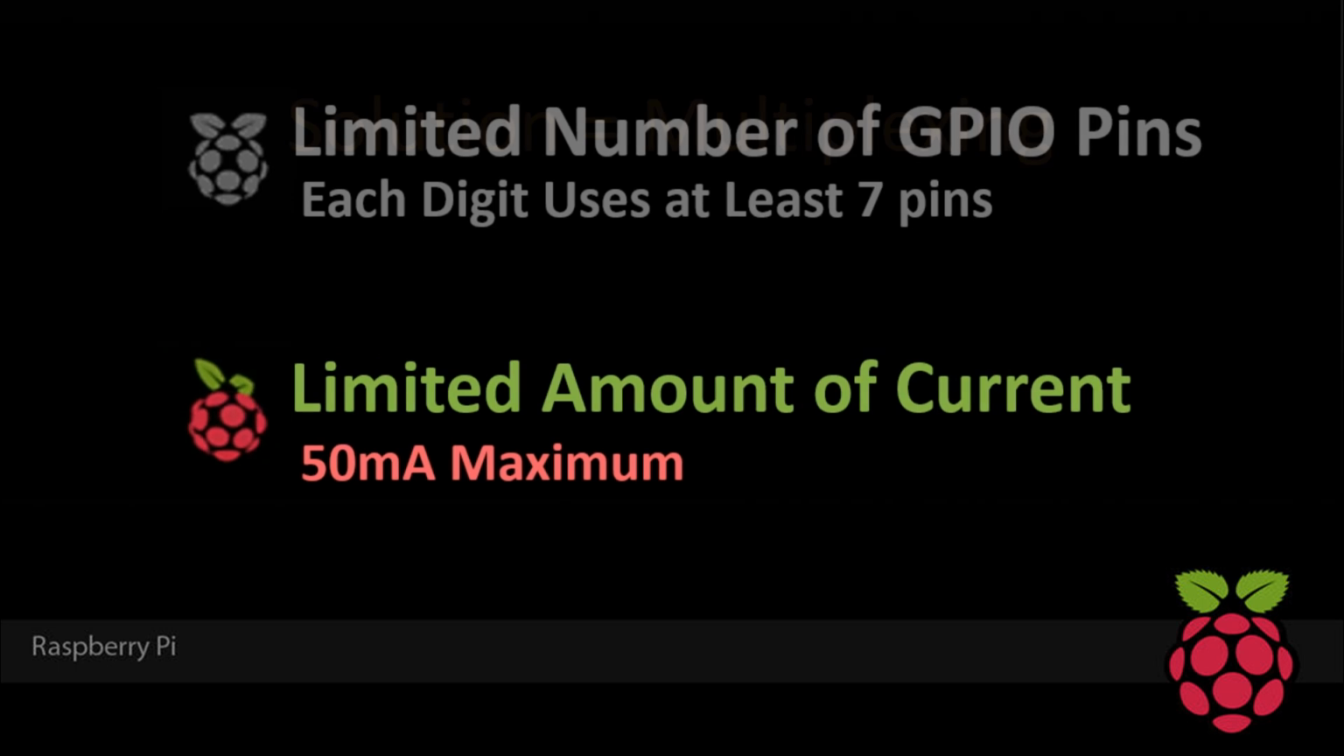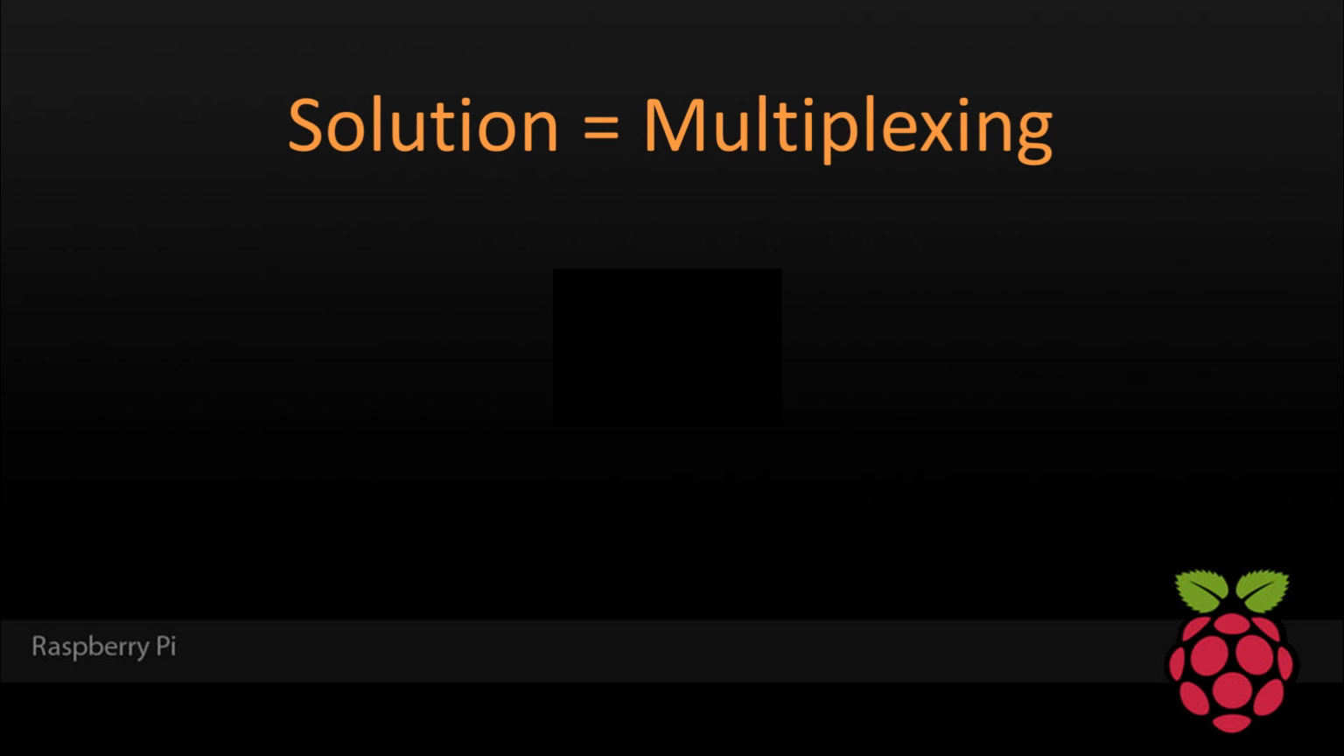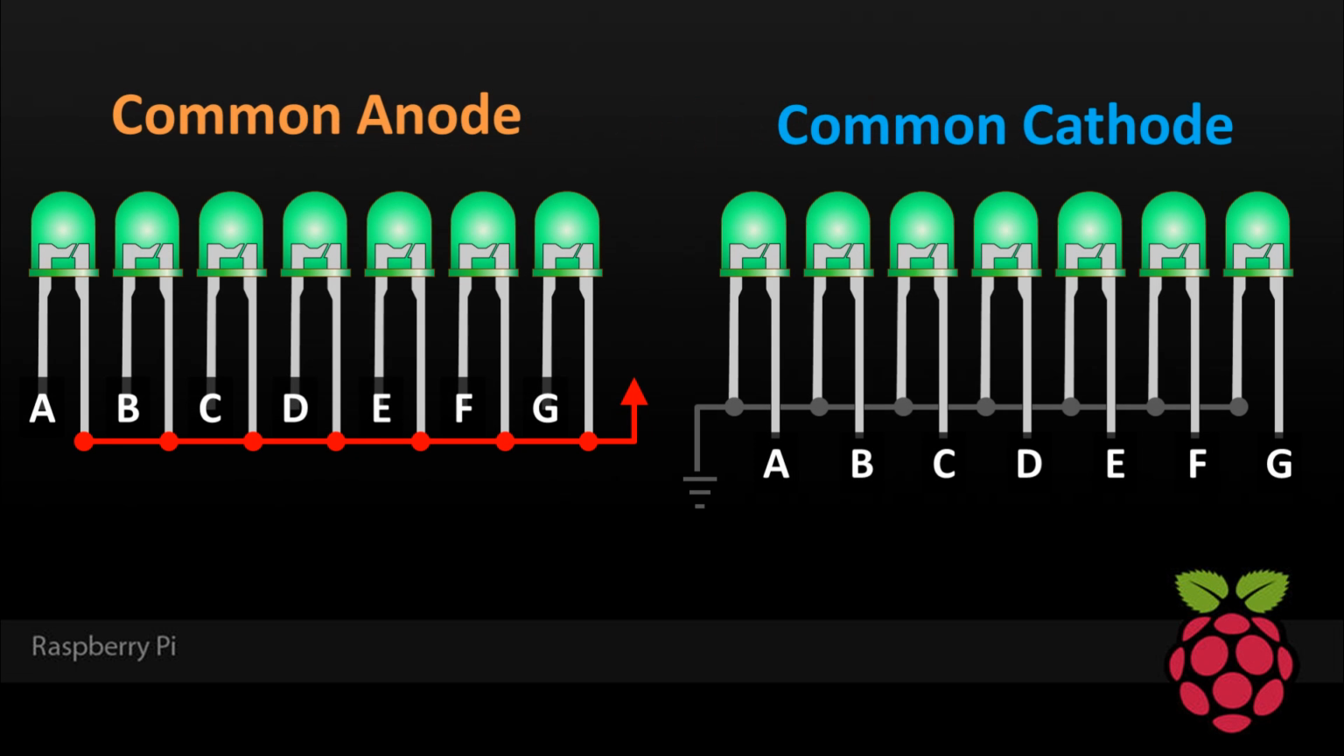These issues are addressed by multiplexing, which simply means to cycle power to the digits one at a time. The first digit is lit up for a very short amount of time, and then it goes off, and the next digit is lit. On a dual display, the power would just alternate between the two. If you do this fast enough, you have persistence of vision, and the human eye can't tell the difference. By multiplexing, we only need 7 GPIO pins for the 7 segments, plus 1 GPIO pin per digit to control either the common cathode or anode.